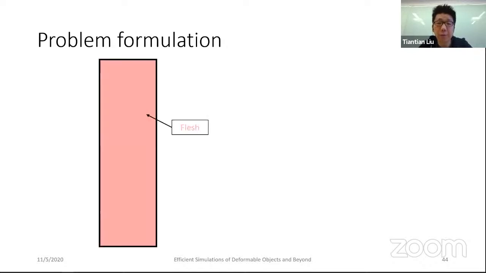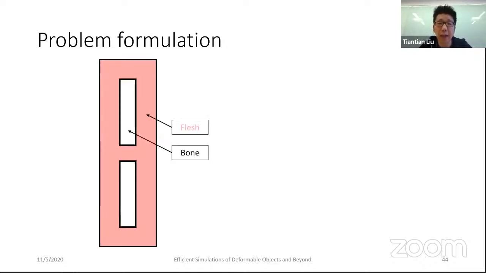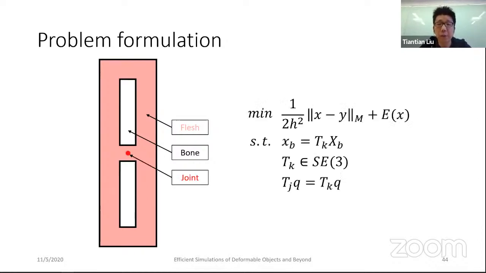We have our degrees of freedom distributed in the flesh and the bone vertices, and there might also be some joint constraints to constrain the bones. And all we want to do is to minimize a constrained optimization problem on the right. The objective is the same incremental potential we've been using before, and now we have some constraints. The first and second lines of the constraints say that the bone vertices must follow a rigid body transformation from their rest pose configuration.